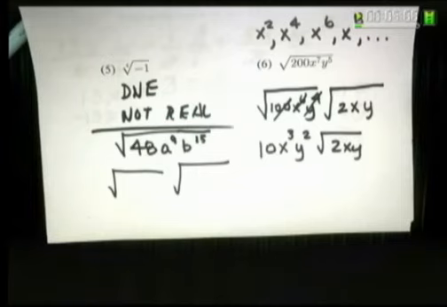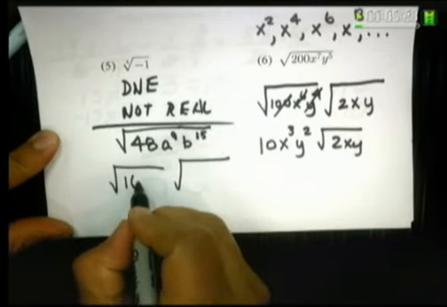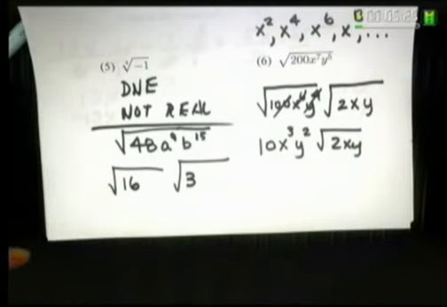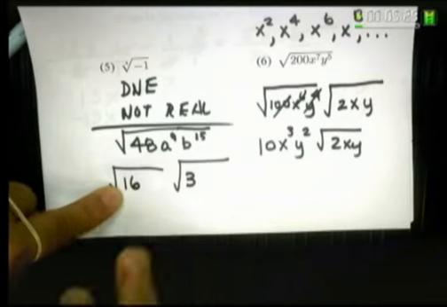Remember we got 1, 4, 9, 16. It has to go in evenly, without a remainder. What is it? 16, right? So we can rewrite 48 as 16 times 3. 16 is perfect. So 16 times 3.